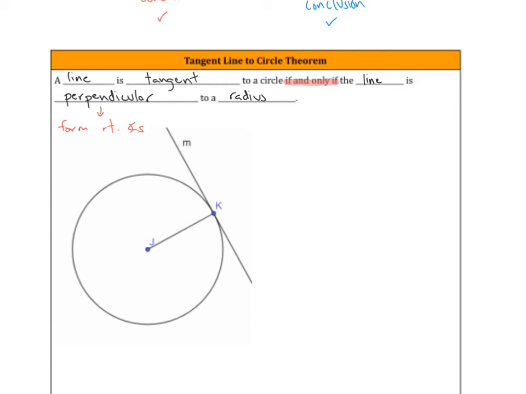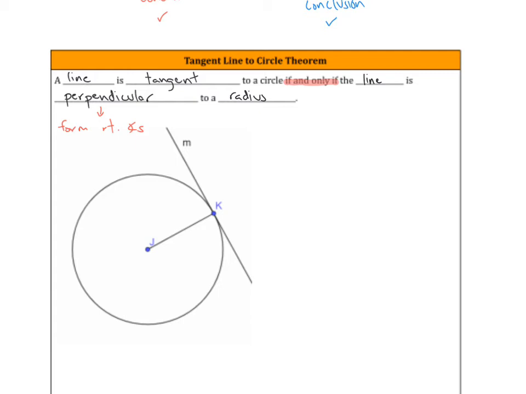Let's look at this picture. I have a circle. The center is J, so we'll call this circle J. There is a radius, JK. I have a line M, and it seems to be passing through point K. Now, here's the thing. We don't know for sure if line M is a tangent or not. They don't quite tell us. And there's no indication that I have right angles. Nothing is marked.